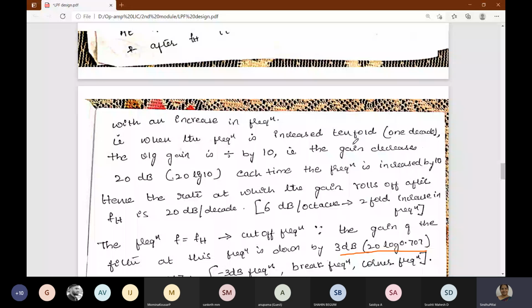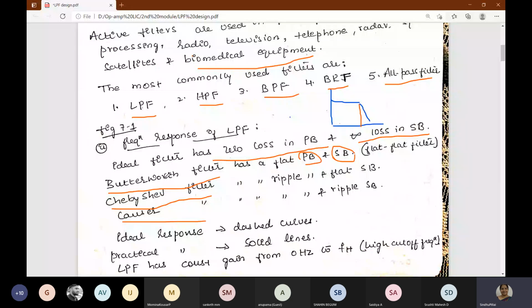So in Butterworth, what will happen? Both the pass band and stop band will be flat. Okay, there will be no ripples. A straight line will be there. In Chebyshev filter, what will happen? The pass band will have ripples. Okay, it will not be a straight line. Stop band will be flat. And in Hausser filter, what will happen? Both the pass band and stop band will have ripples. Okay, so this is how the filters are divided here, and we will be studying only Butterworth filter.